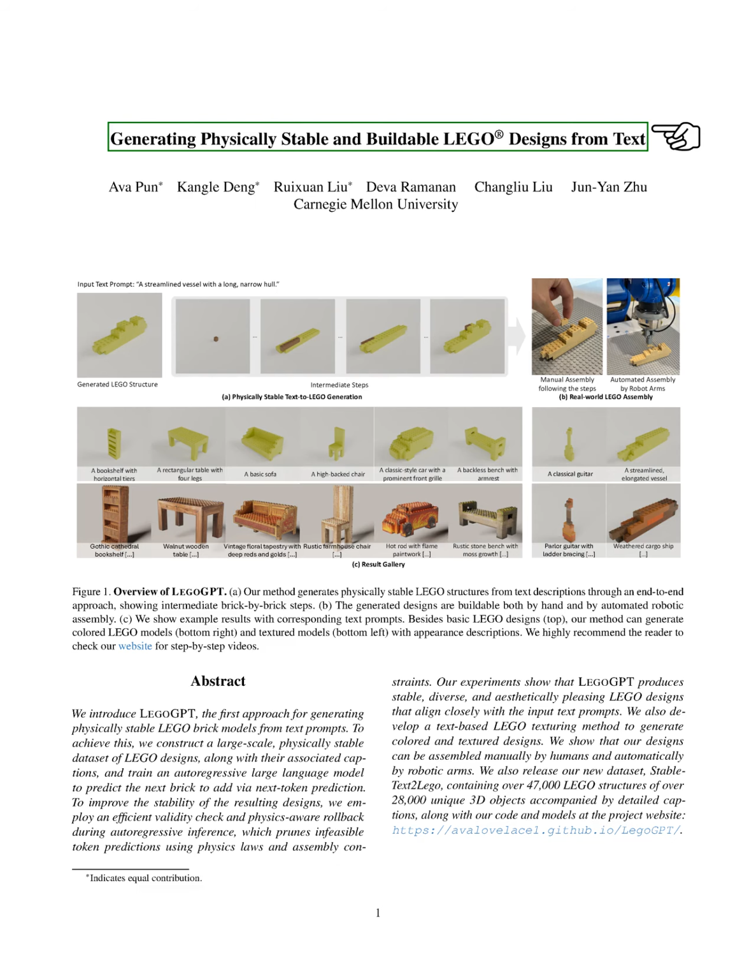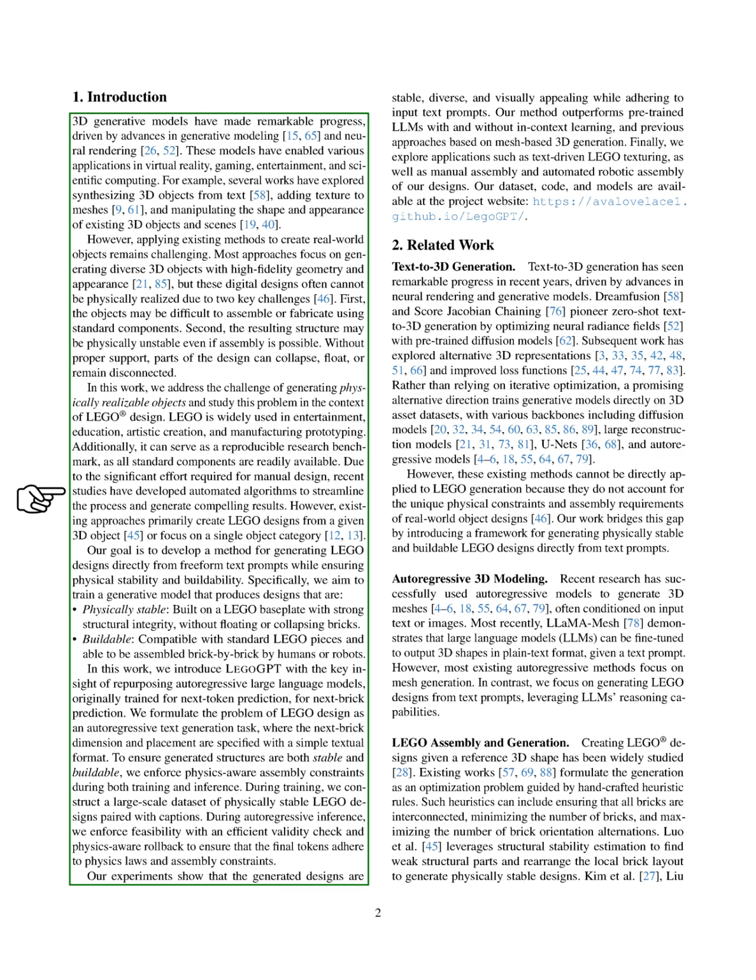Section: Introduction. In this section, we discuss the advancements in 3D generative models, which have significantly improved due to developments in generative modeling and neural rendering. These models have opened up various applications in fields like virtual reality, gaming, entertainment, and scientific computing. For instance, we have seen efforts to create 3D objects from text, add textures to meshes, and alter the shape and look of existing 3D objects and scenes.